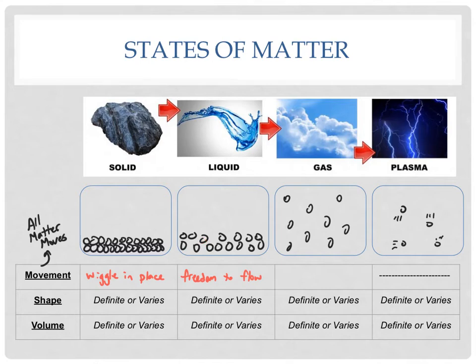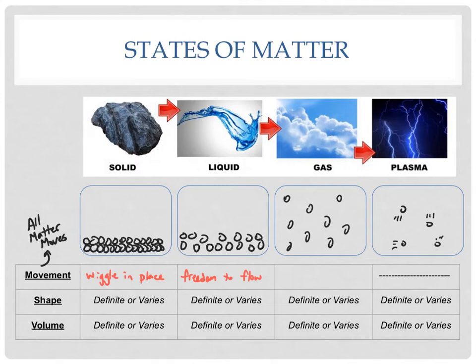Solid particles don't rotate and turn. They're kind of locked in place and they just wiggle. But liquids can spin, rotate, and turn. They have freedom to move, freedom to flow. But in a liquid, the particles are still restricted a little bit in their movements. Let's move on to gases.